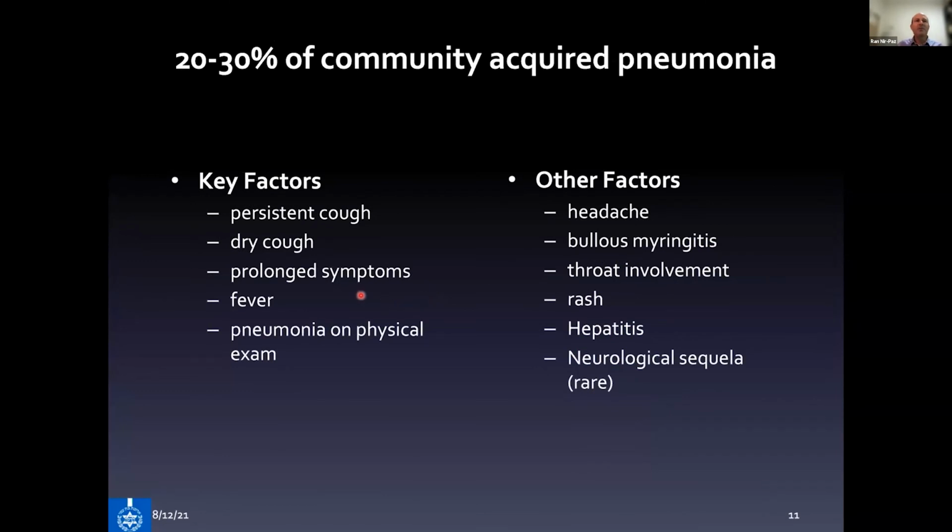Many other symptoms could be described based on this clinical presentation. Those may include persistent cough, dry cough after the first week of symptoms, prolonged symptoms, fever, and other features that may be attributed in some of the cases, including headaches, bullous laryngitis, throat involvement, rash, hepatitis, and in a few cases, neurological phenomena.